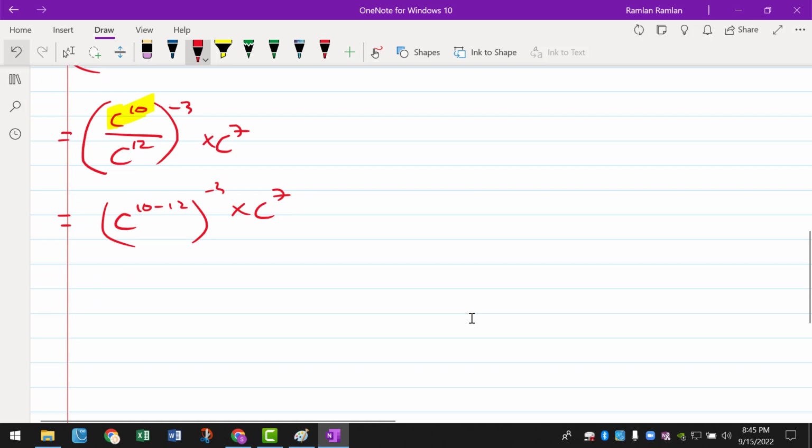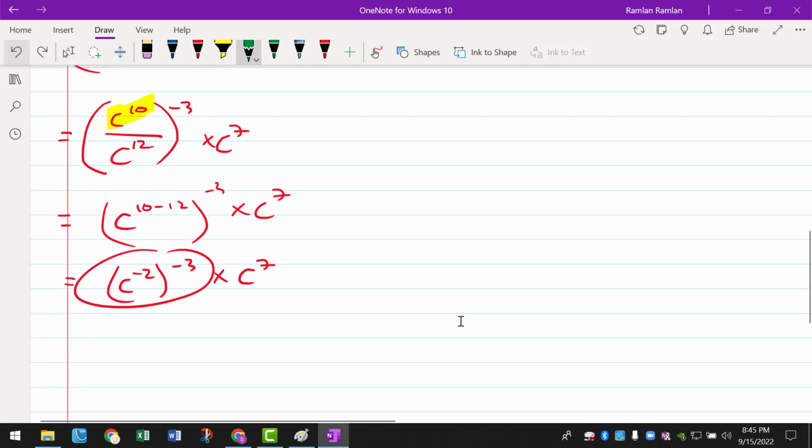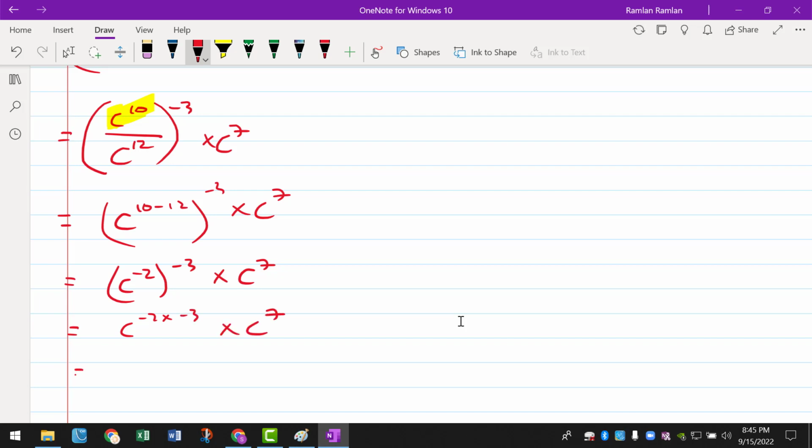10 minus 12 is minus 2, so we can say it's c to the power of minus 2 to the power of minus 3 times c to the power of 7. And again, we have a bracket and a power here and here, so we can go back to this law over here and use that law to multiply these two numbers. So that will be equal to c to the power of minus 2 times minus 3, and then multiplied by c to the 7. If you multiply these two, you'll get positive 6. And then multiply that again with c to the power of 7.